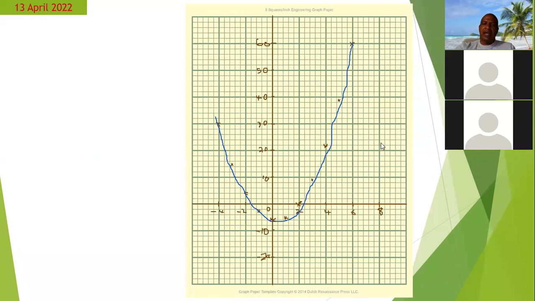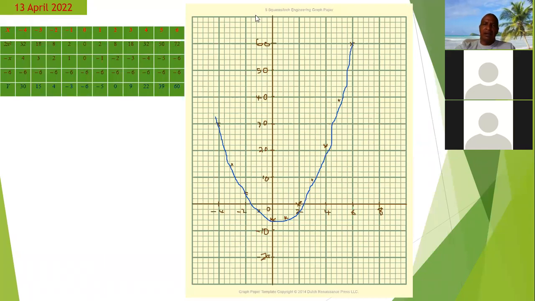Anybody remember what they are? Let me see if we have any good memories now. So the first one is what? 2x squared minus x minus 6 equal to 0. Is that the first one? The next one is 2x squared minus x minus 4 equal to 0.